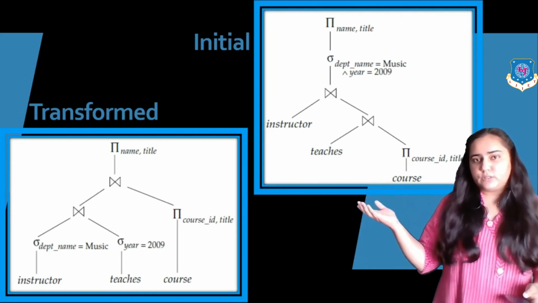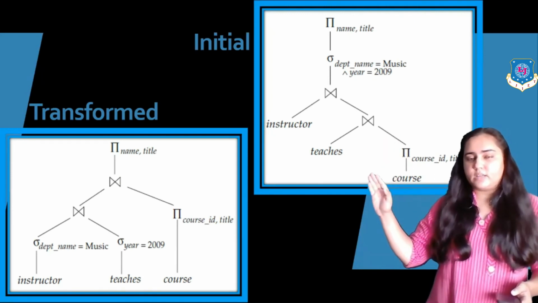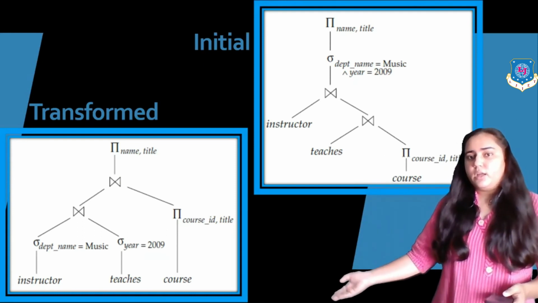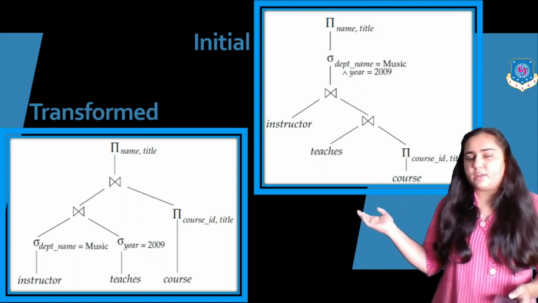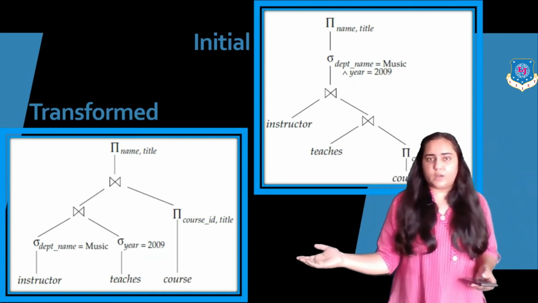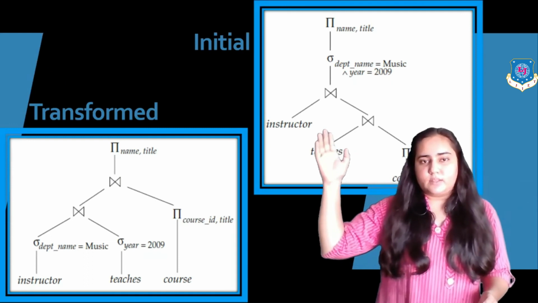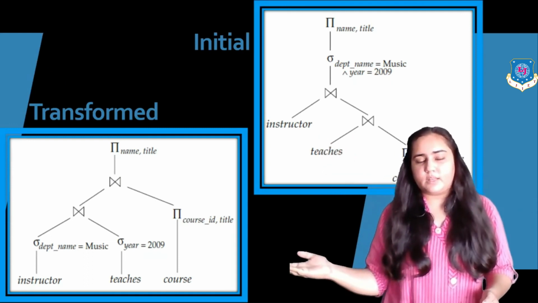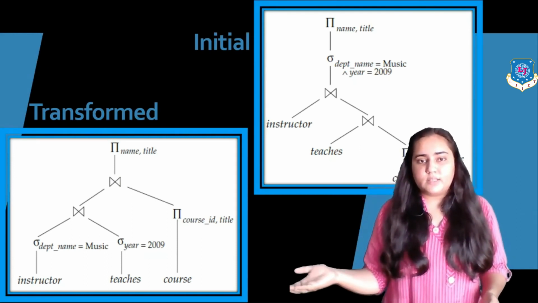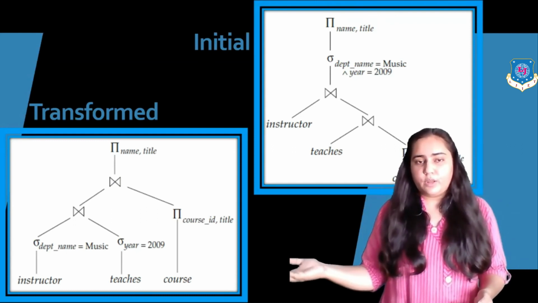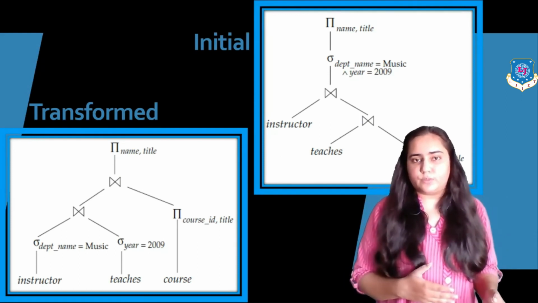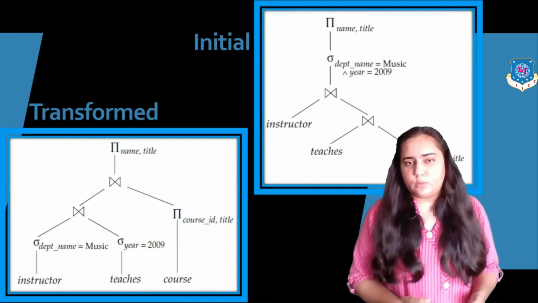So in my initial tree, I have pi, which is one level, sigma level 2, natural join level 3, another natural join level 4. Pi operation is level 5 and course is level 6. So there are 6 levels in my initial tree. In my transformed tree, however, if I count, then the pi root is level 1, then natural join level 2, natural join with pi is level 3, the 2 sigma operations level 4, and all the tables are level 5. So there is one less level in the transformed tree. And this helps us in many ways.